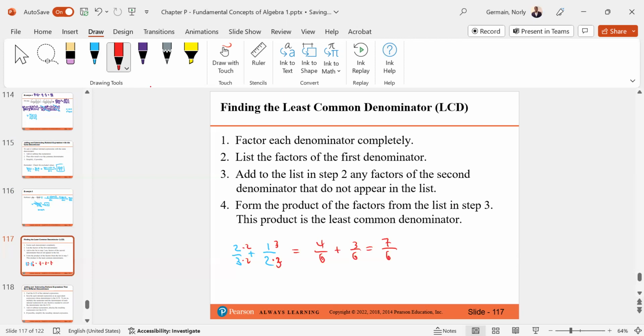So first of all, factor each denominator completely. List the factors of the first denominator, then add to the list any factors of the second denominator that do not appear in this list. And then you continue to do the same thing. The product of the factors from the list is the least common denominator.